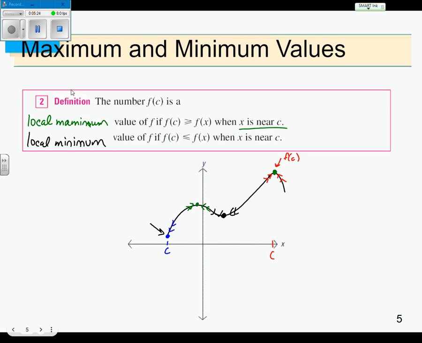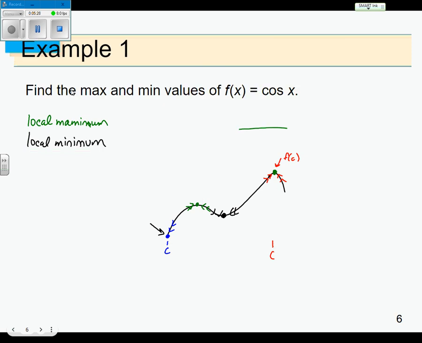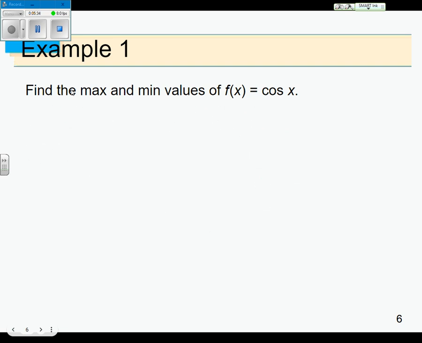So that's how your homework will start off. I think it's just going to give you a graph and ask you about maxes and mins. We could definitely do this, though, with some graphs that we already know. For instance, cosine.